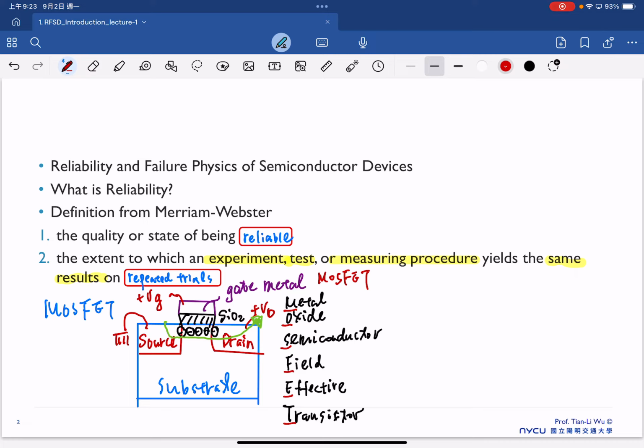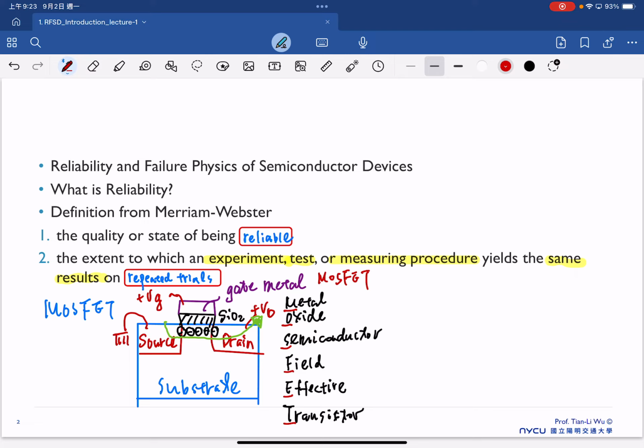You should start to get used to the English environment, especially at NYCU. I think right now we have lots of international students. It's good, because you can make some international friends here. That's also one of the key points.